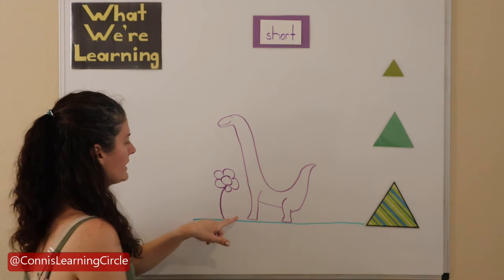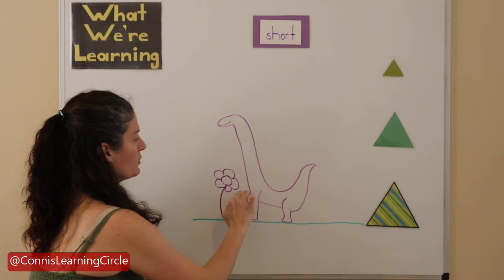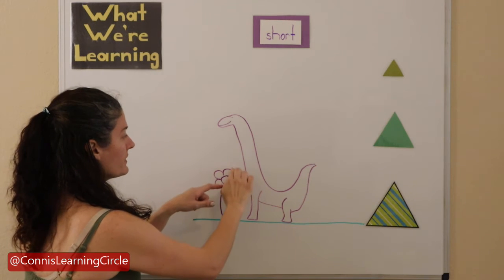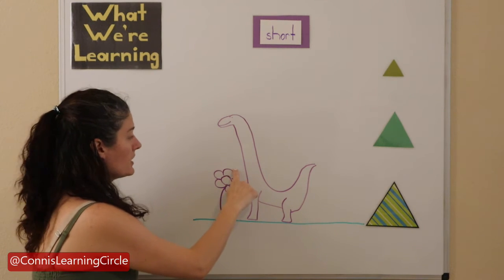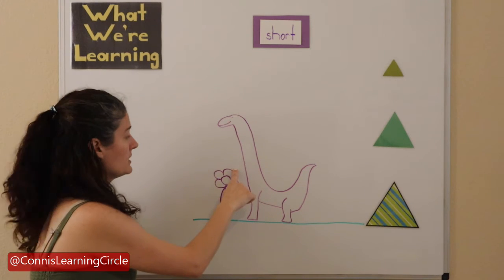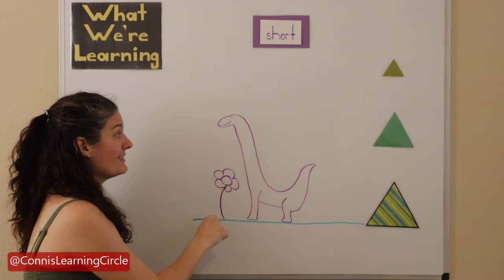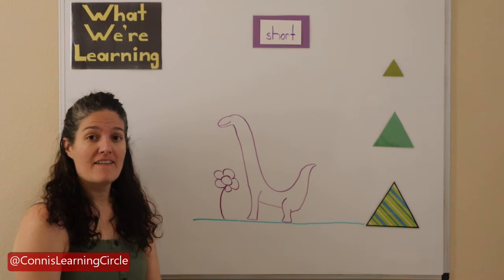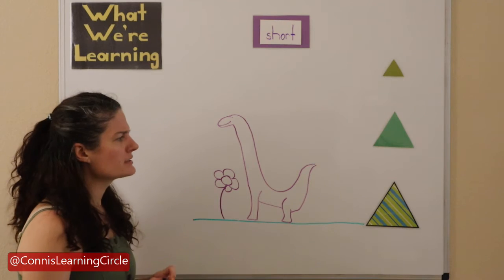Well, let's start here and let's start walking and see which one we get to the top of first. Look at that. We made it to the top of our flower. But there's still a lot of space left for our dinosaur. That means that our flower is shorter than our dinosaur because the flower is closer to the ground. Very good. Okay, let's see, what else can we draw?